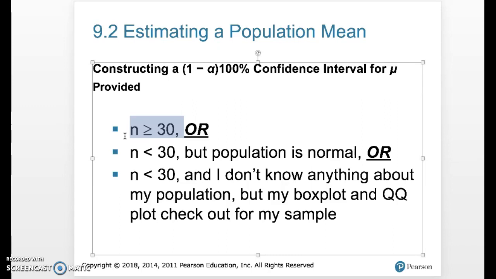30 is big enough for means. Oftentimes, 30 is not big enough for proportions. So just be careful though. Don't get so fixated on the 30 that you start applying it everywhere. 30 only applies when you're looking at means.